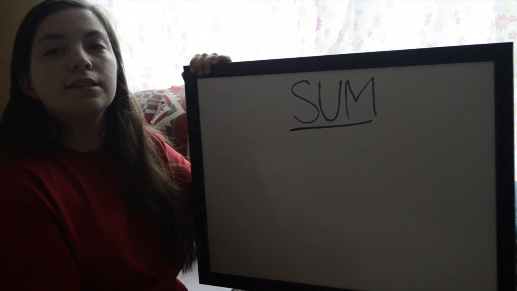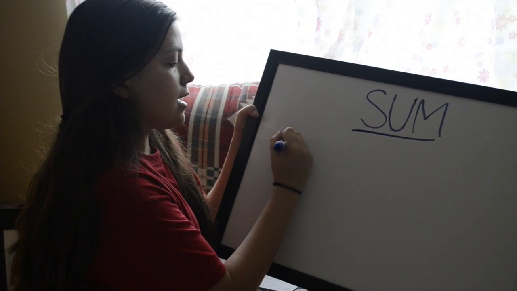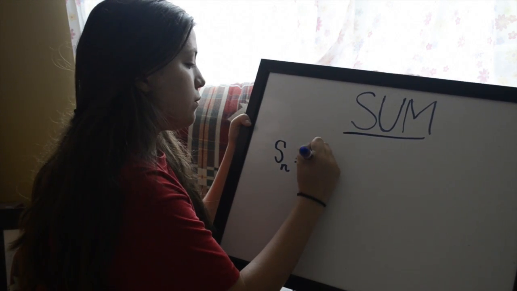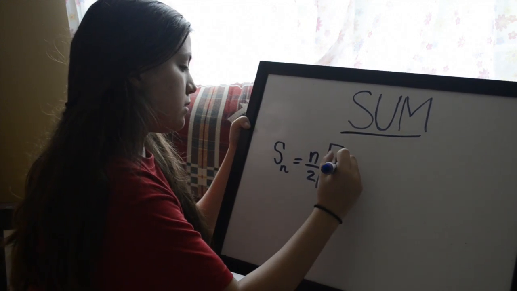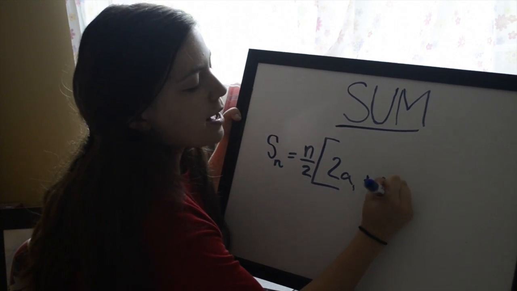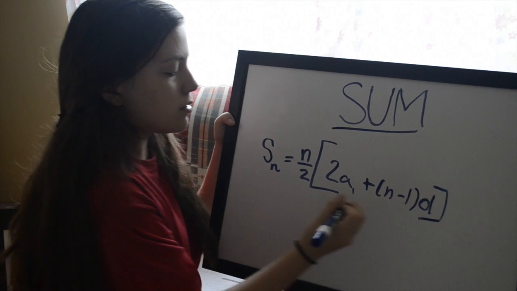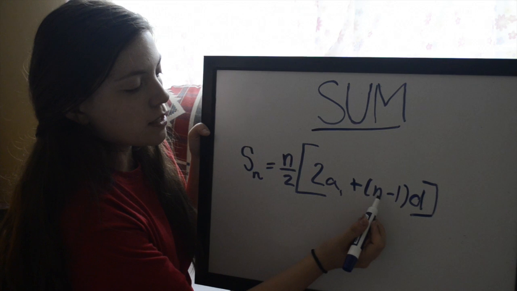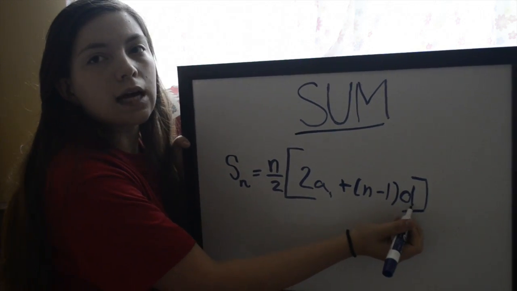You can also find the sum of a given number of terms. The formula is S sub n, which is your sum of however many numbers, equals n over 2 times 2a sub 1 plus n minus 1 times d. So again, the n is going to be the number of terms you have here and here, as well as here. And then a1 is going to be your first term, and d is going to be that common difference.